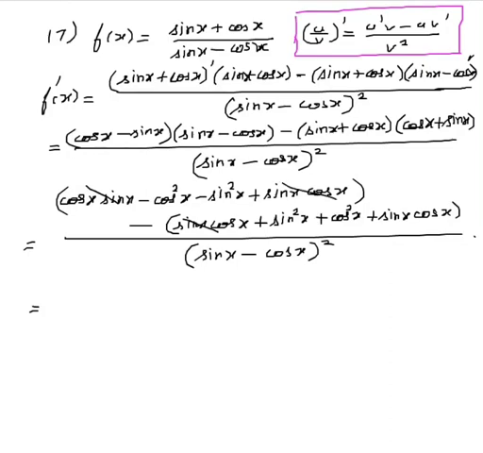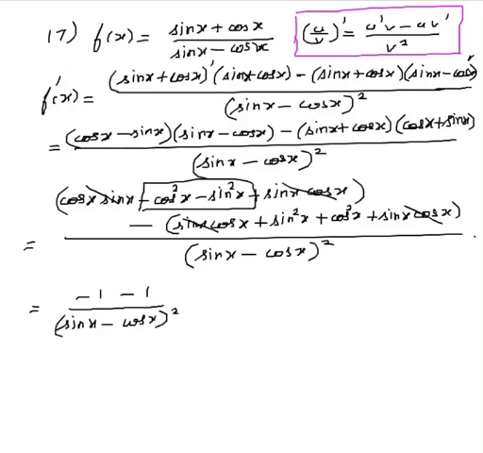Sin x cos x and minus sin x cos x are getting cancelled. And if you take the minus sign out from these two terms, we get 1. So it becomes minus 1. Minus sin squared plus cos squared is 1. Divided by (sin x minus cos x) squared. The answer is minus 2 divided by (sin x minus cos x) squared.